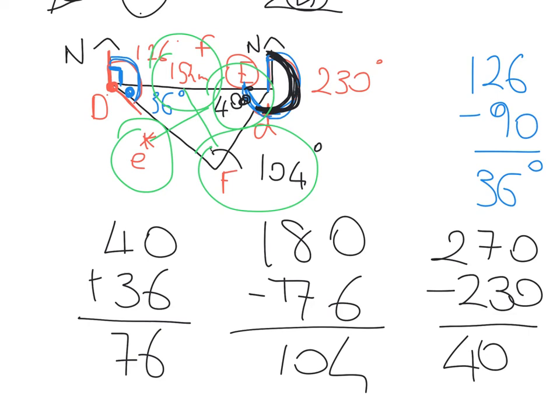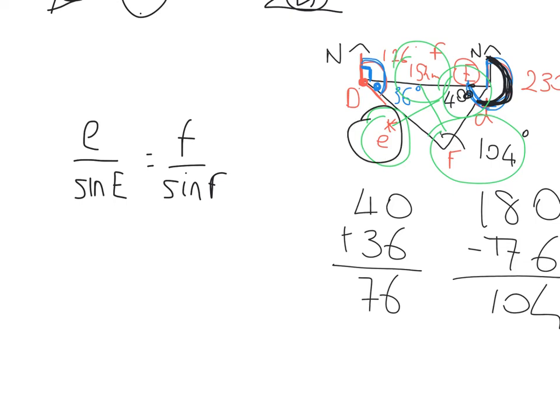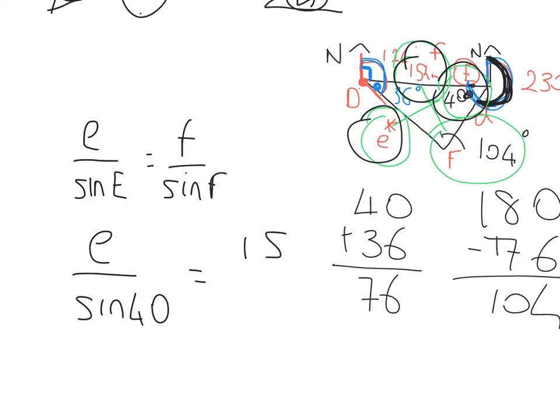a over sine A is equal to f over sine F. So a over sine A equals f over sine F. So small e is what I'm looking for, over sine A, which is sine 40, is equal to f, which is 15, over sine F, which is sine 104.